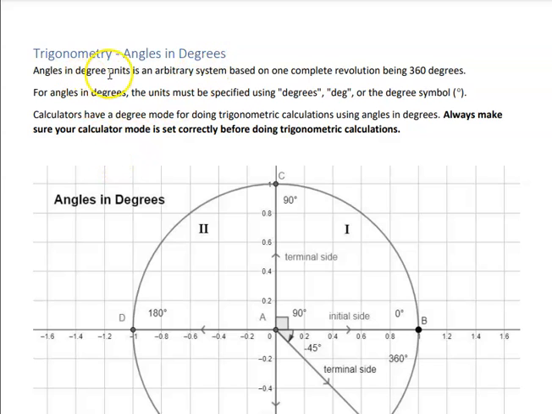Angles in degree units is an arbitrary system based on one complete revolution being 360 degrees. 360 is not a natural number you find out there in nature. It's human created. For angles in degrees, the units must be specified. There's a degree symbol, or you can spell it out. Otherwise, in mathematics, the angle is assumed to be in radian units.